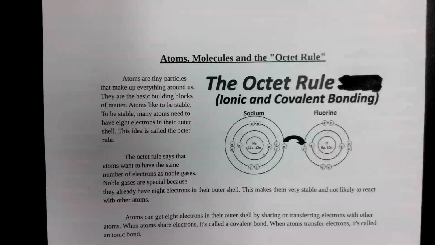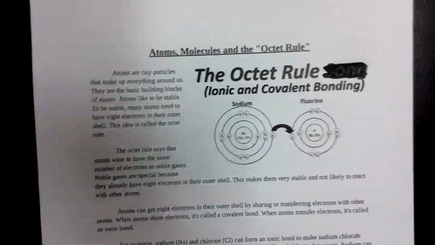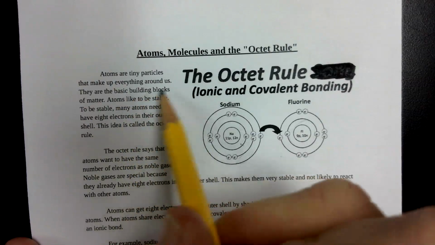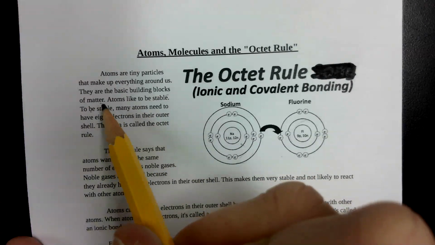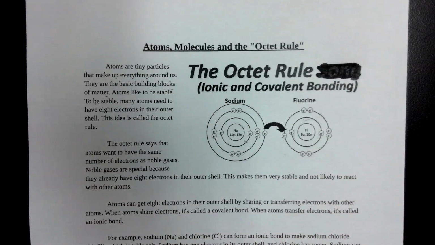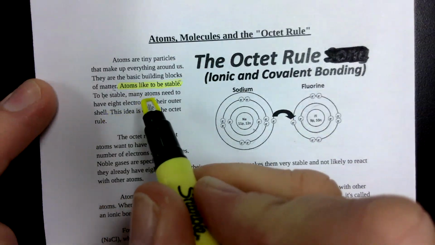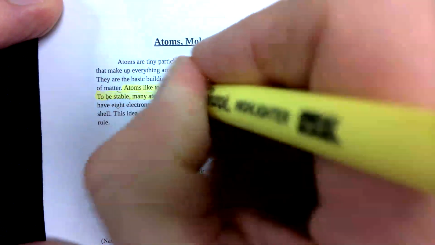So the octet rule, this is what it is. Atoms are tiny particles that make up everything around us. They are the basic building blocks of matter. This is your definition on your vocab sheet. Atoms like to be stable. I need you to highlight that. Atoms like to be stable. And in order to be stable, many atoms need to have 8 electrons in their outer shell. Highlight that as well. You got to know that.